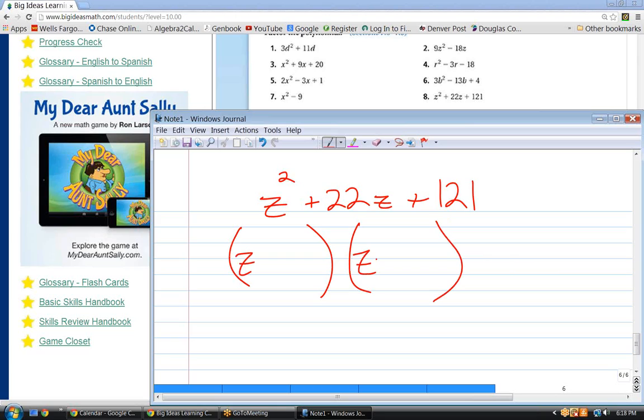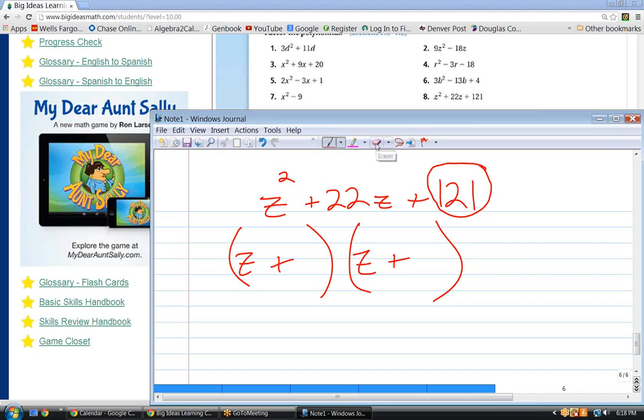What are the signs? Plus and plus. And now we can say those statements. What do we need? Say what we need. We need factors of 121 that add to make 22.